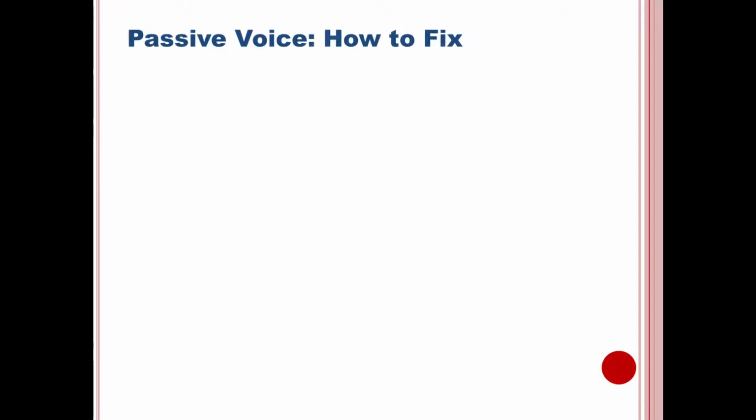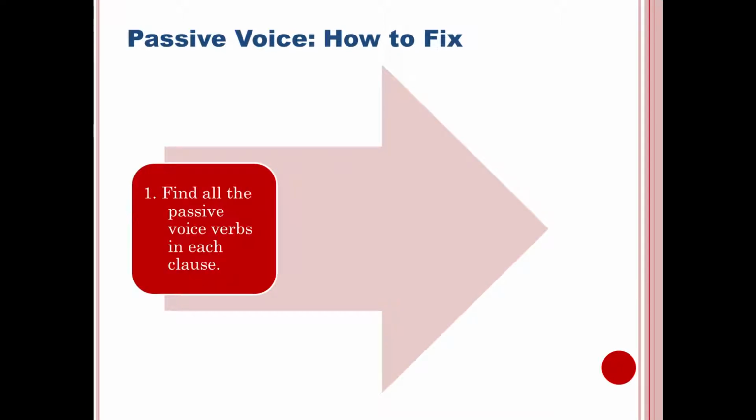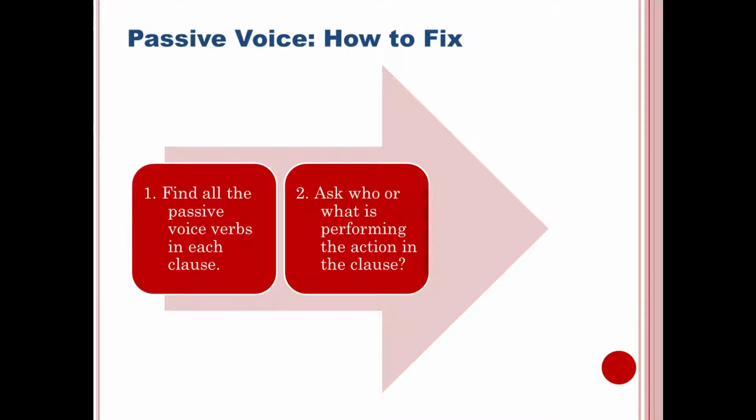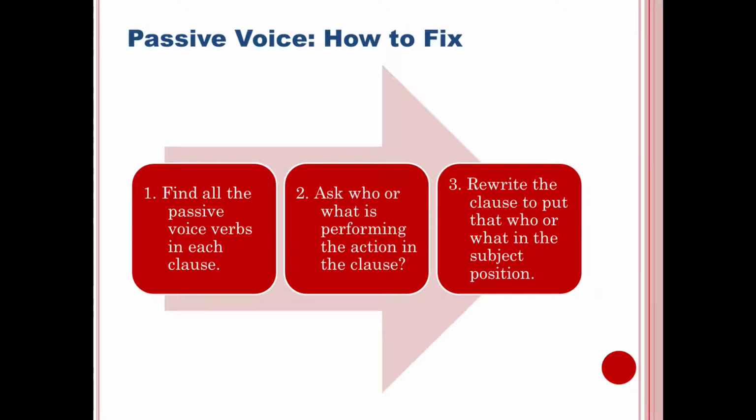Now, how to fix the problem once we've found it. First, find all the passive voice verbs in each clause. Make sure they're passive by looking at both halves of the passive voice formula. Then, just like when we were fixing no actor and subject, we ask who or what is performing the action. If you have passive voice, you also have no actor and subject. Then, we rewrite the clause to put that who or what in the subject position. Once we move our actor to the subject position of the sentence, we will have to change the verb in order to make the sentence make sense, and that will fix the passive voice.